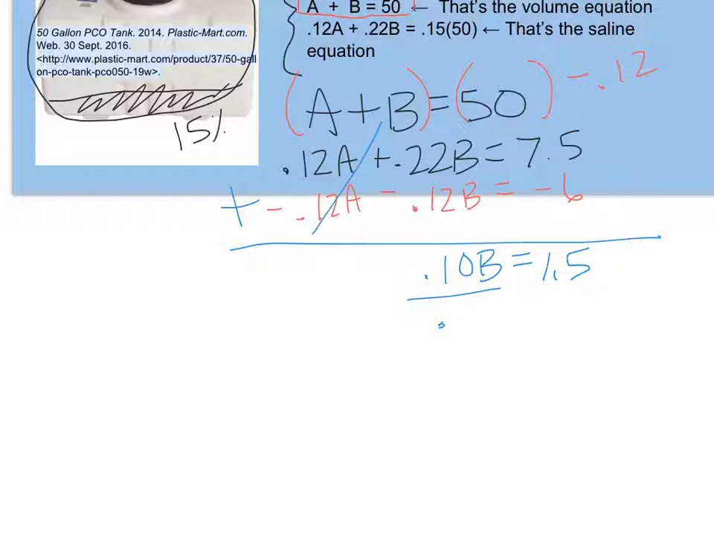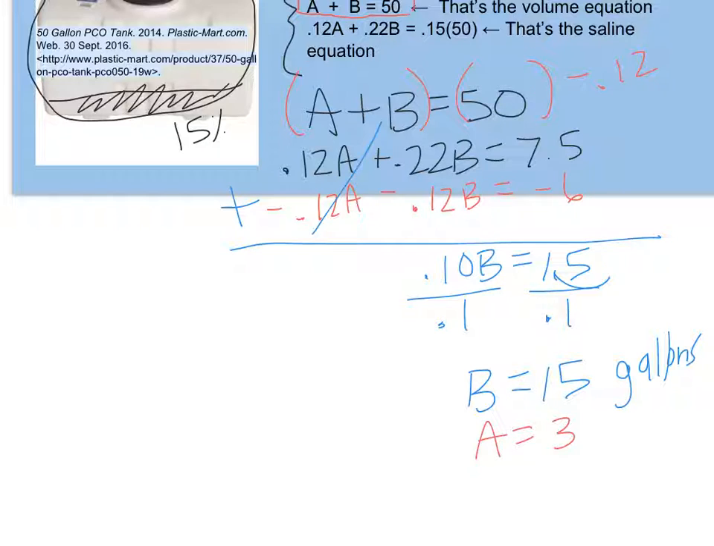Divide both sides by 1/10. Dividing both sides by 1/10, remember, is the same thing as multiplying by 10. So I'm just going to move this decimal over. So B equals 15. That means we need 15 gallons of that solution. And therefore, since it has to add up to 50, we need 35 gallons of the A solution.